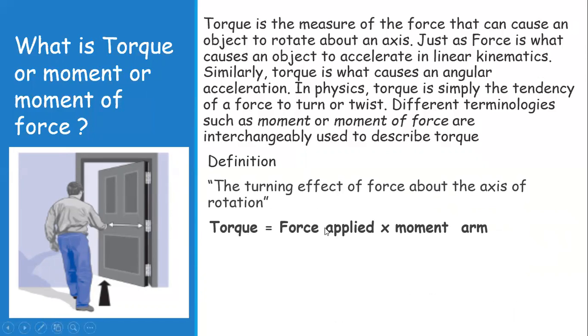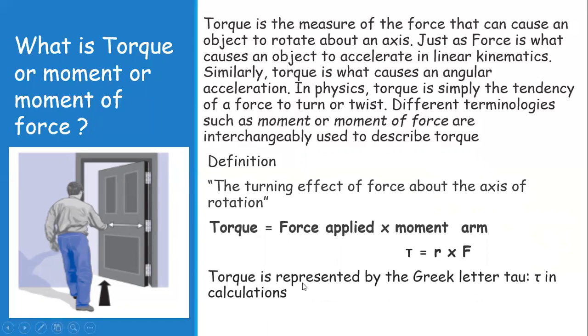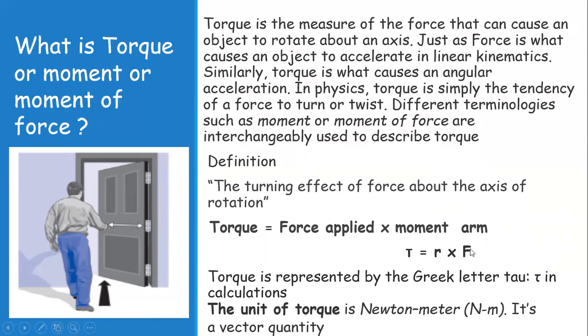Torque is equal to force multiplied by the moment arm. Mathematically it can be written as torque equals r into F, where r is the moment arm and F is the applied force. It is denoted by the Greek letter tau. The unit of force is Newton and the unit of moment arm is length, that is meter, and torque is a vector quantity. So the SI unit of torque is Newton meter.